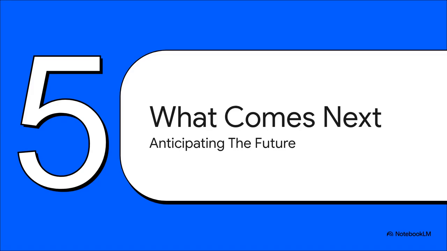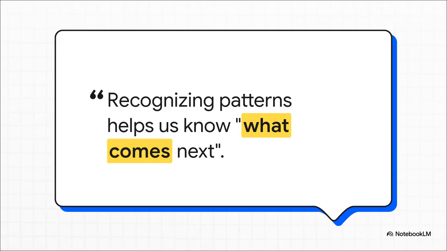And finally, we have part five. What comes next? Anticipating the future. This brings us to the ultimate, overarching goal of the entire curriculum. Identifying these predictable patterns empowers learners to actually anticipate future events. It is a profound shift, moving their perception of the world from chaotic to reliable. Knowing what comes next is absolutely the key to feeling secure and confident in life.